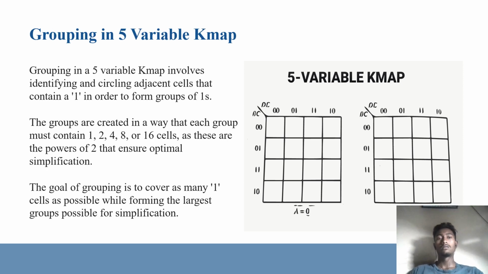The second step here is grouping. The grouping in a 5 variable K-map involves identifying and circling adjacent cells that contain a 1 in order to form groups of ones. The groups are created in a way that each group must contain 1, 2, 4, 8 or 16 cells, as these are powers of 2 that ensure optimal simplification. The goal of grouping is to cover as many 1 cells as possible while forming the largest groups possible for simplification.